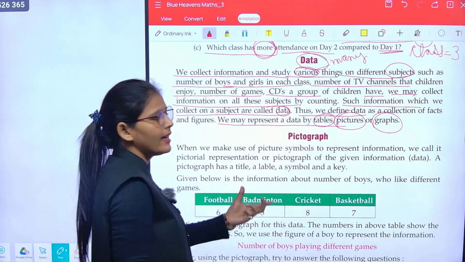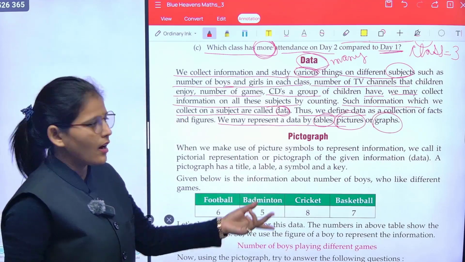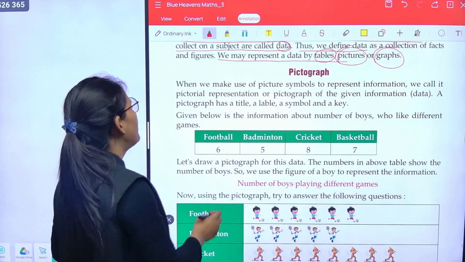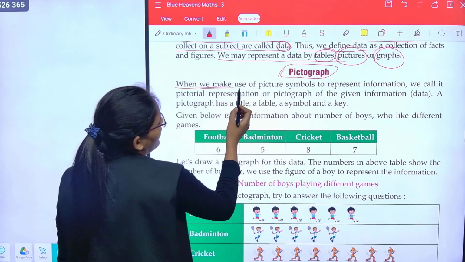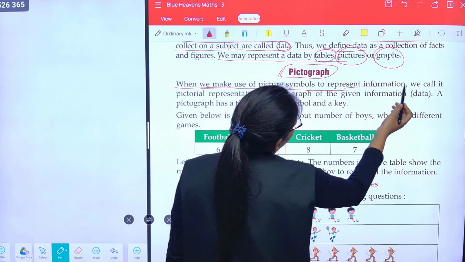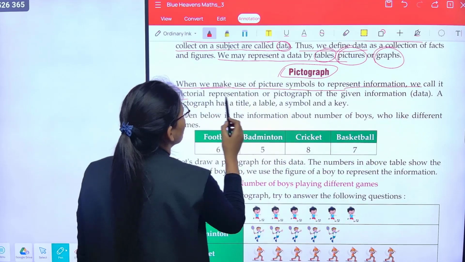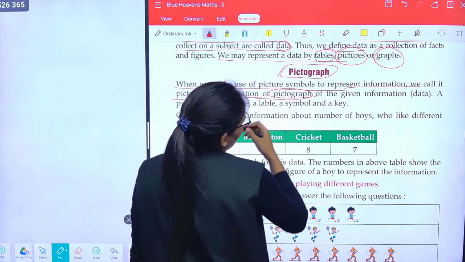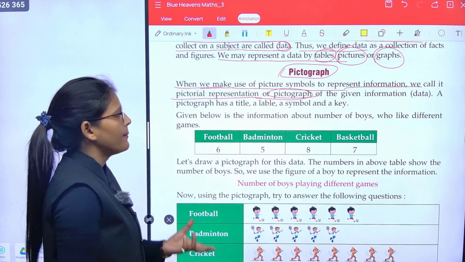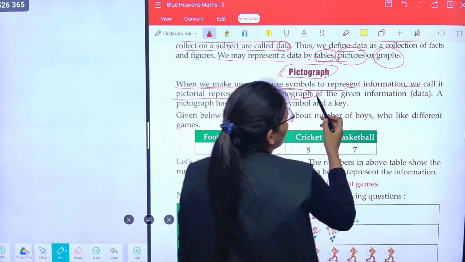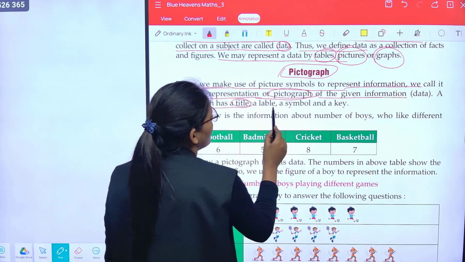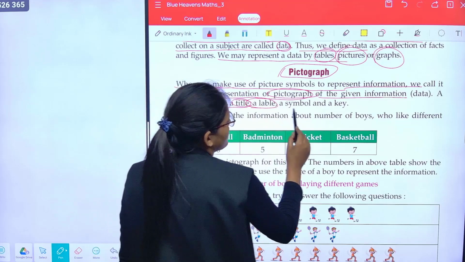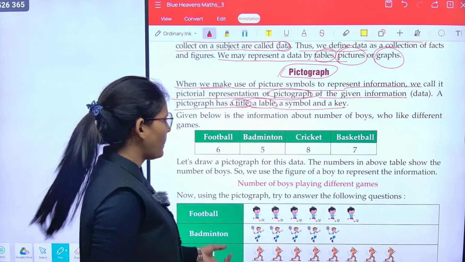हम कैसे कर सकते हैं? टेबल से, पिक्चर से और ग्राफ से. Now students, pictograph. When we make use of picture symbols to represent information, we call it pictorial representation or pictograph. हम symbols का use करते हैं तो क्या हो जाता है? Pictograph of the given information. A pictograph has a title or a label, a symbol and a key.